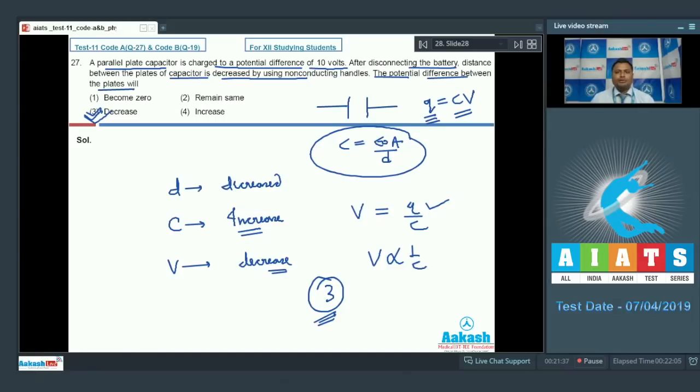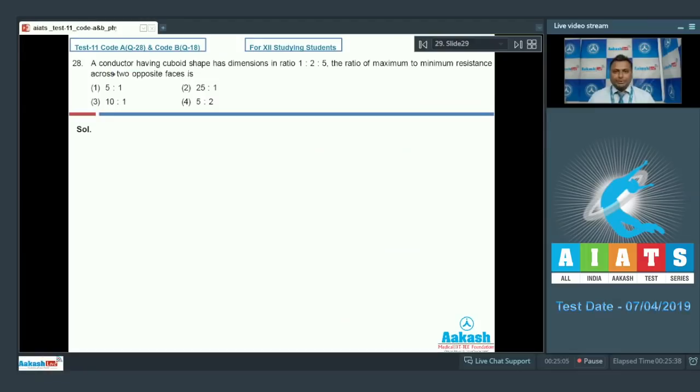So that's why we can surely go with the third option, which is absolutely correct, option number 3. Move on to the next, that is 28 number. So here is question number 28, everyone. A conductor having cuboid shape has dimension ratio 1:2:5. The ratio of maximum to minimum resistance across two opposite faces will be what?